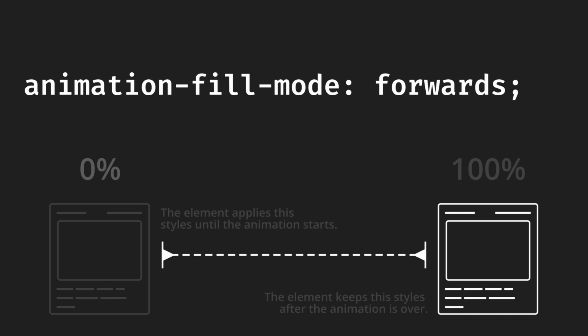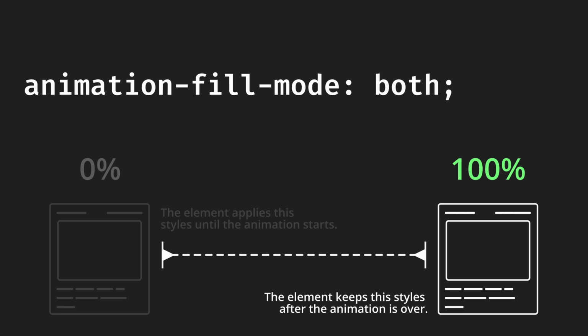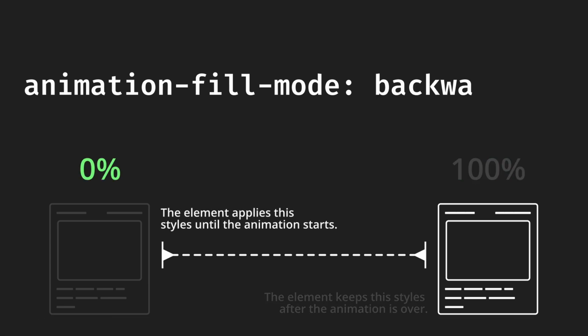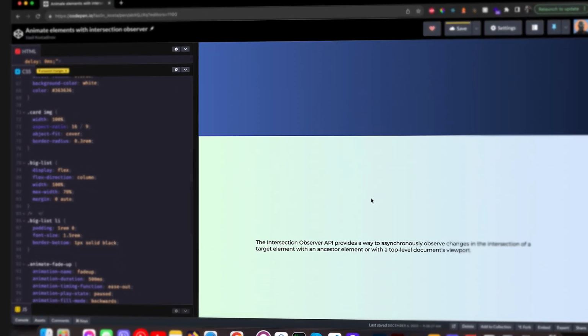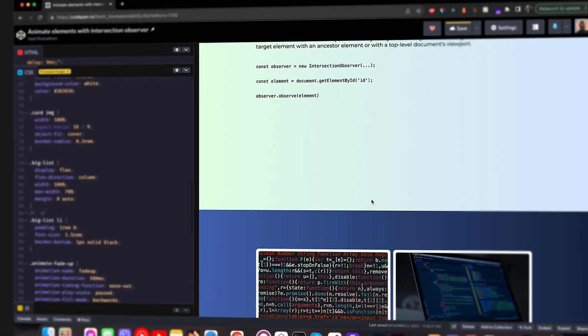I can also pass forwards if I want the element to keep the styles from the final frame of the keyframes, or the 100%. Or I can pass both to, well, do both things. For now, backwards will suffice. Right, now my animations don't pop in and out before the animation begins, but it still starts very fast. Wonder if I can delay it.